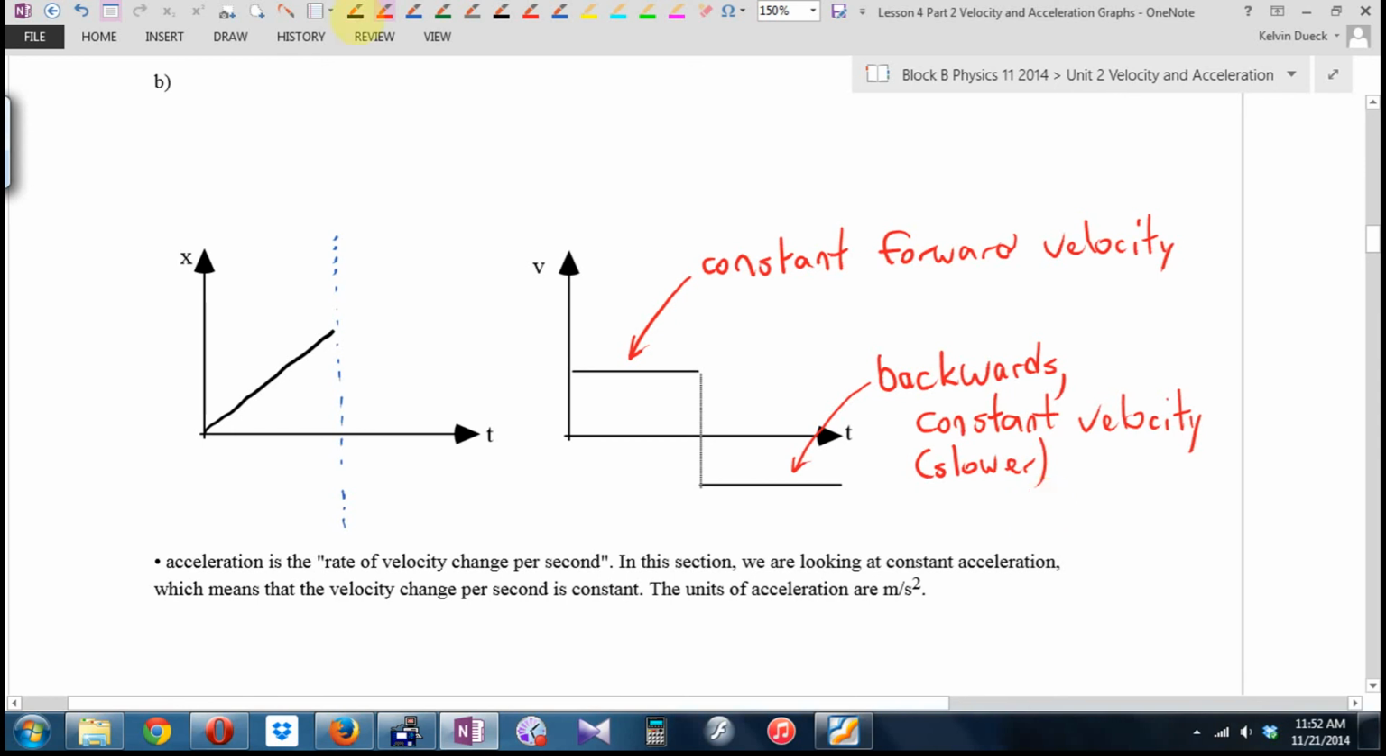so how will that translate into a line on my position time graph? How would I show backwards? Okay, don't write this down. Something like that. How would I show not as fast? Like this or like that?